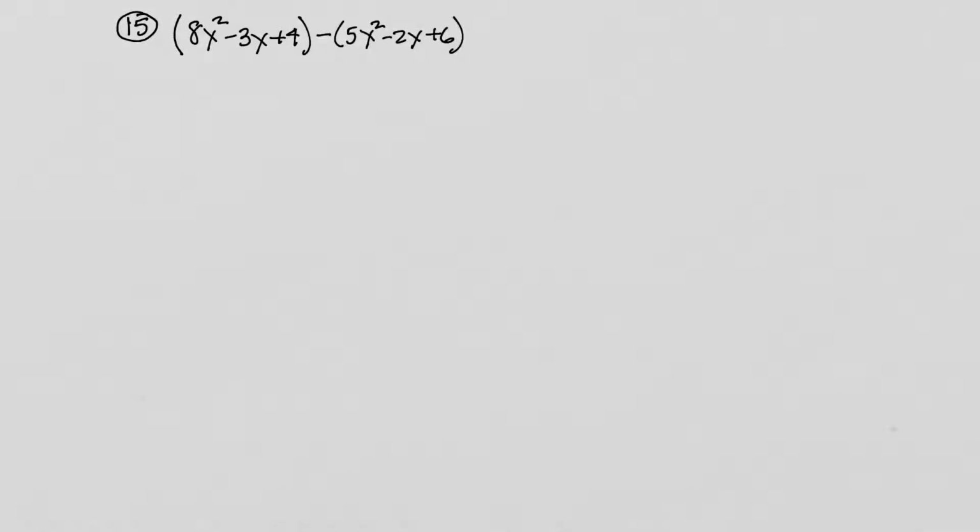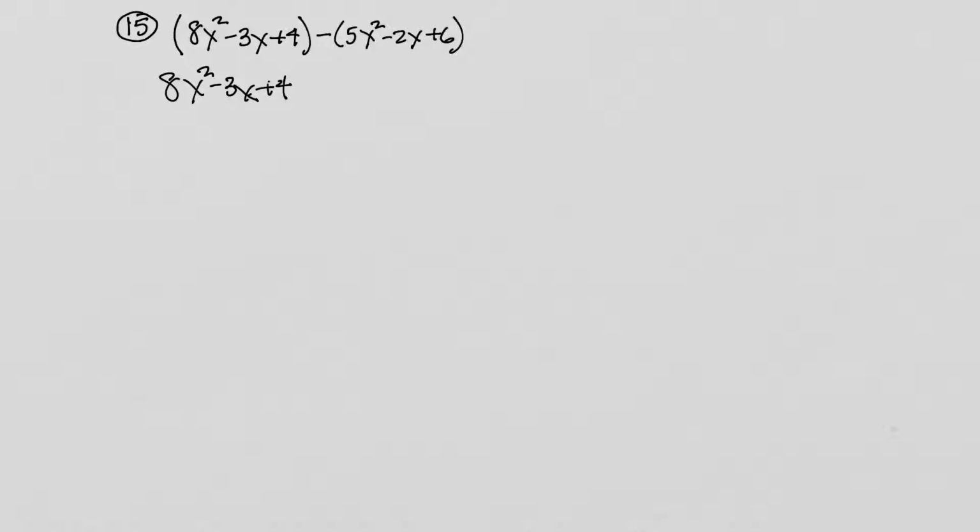Now, here in problem number 15, we're going to take this trinomial and subtract this trinomial. So let's eliminate the parentheses. This first set of parentheses is preceded by no sign at all, so we can just drop them. It's really like we're multiplying through by 1. So we'll get 8x squared minus 3x plus 4.